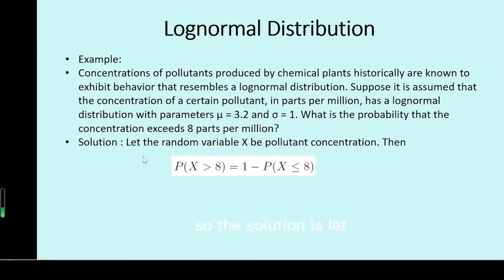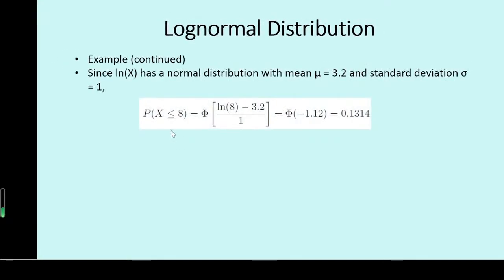So the solution is, let random variable x be pollutant concentration. So we want to know the probability of x larger than 8, which equals 1 minus the probability of x less than or equal to 8. So since log x has a normal distribution with mean mu 3.2 and a standard deviation sigma 1, we can use the cumulative normal distribution.